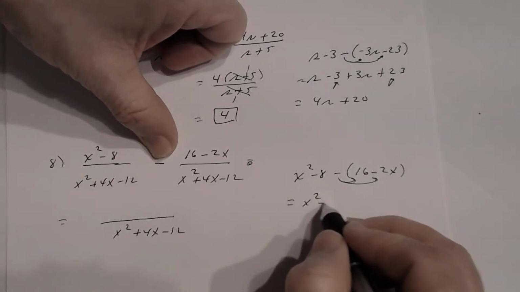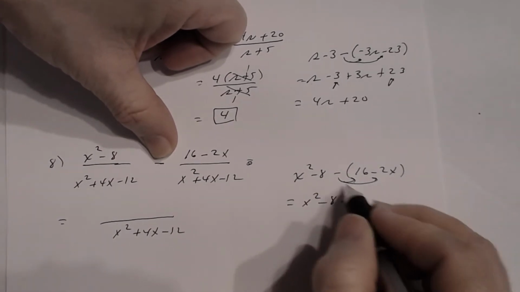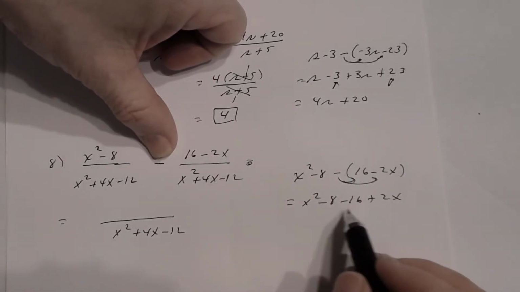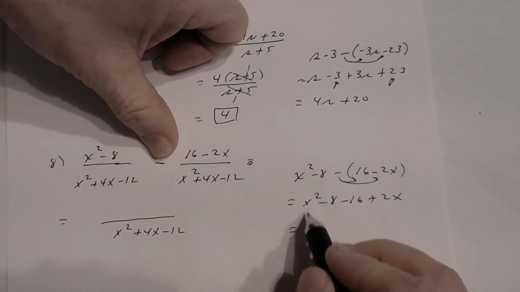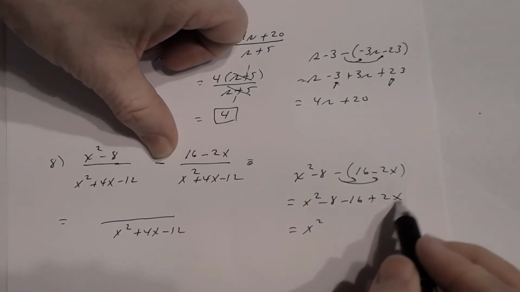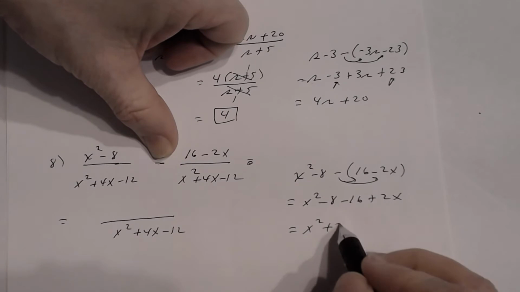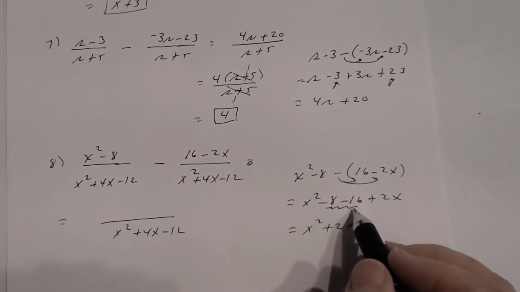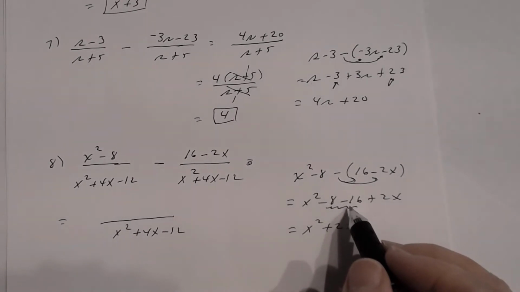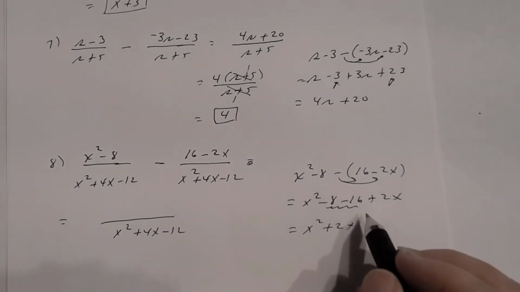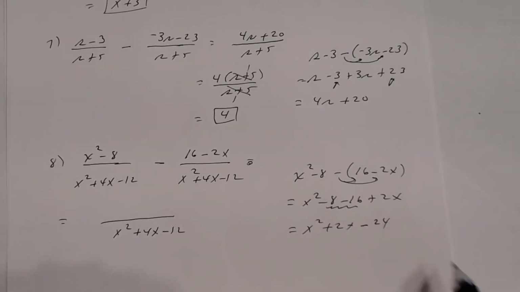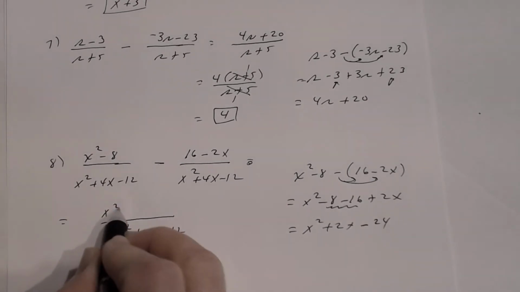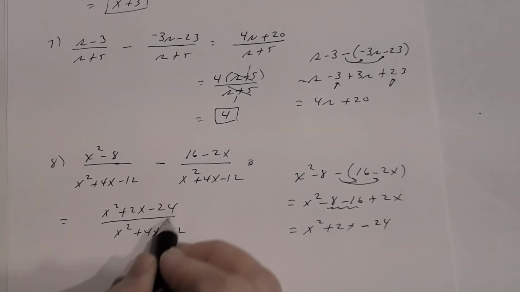So I get x squared minus 8 minus 16, and then the opposite of a negative 2x is a positive 2x. And then let's put this in descending order, combine like terms. So I get x squared. This is the only term with an x, so that'll be plus 2x. And then these are your constants, a negative 8 and a negative 16 gives me a negative 24. Okay? So that is the numerator. So the numerator is x squared plus 2x minus 24.